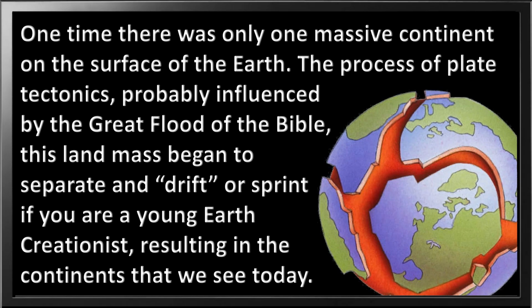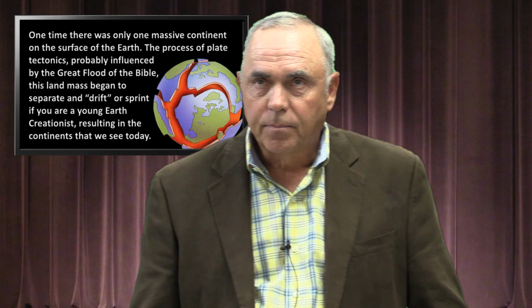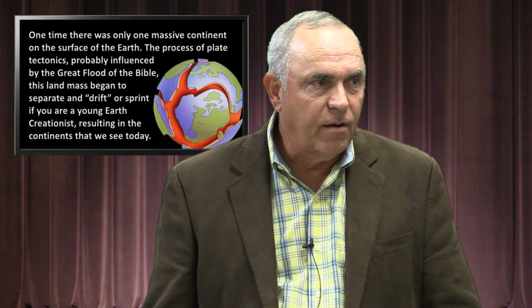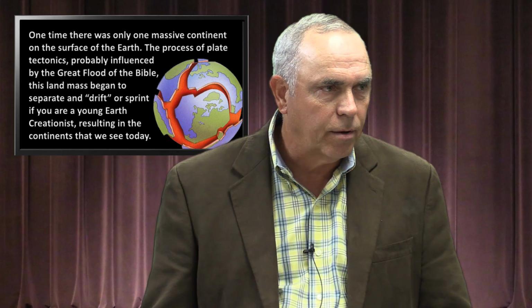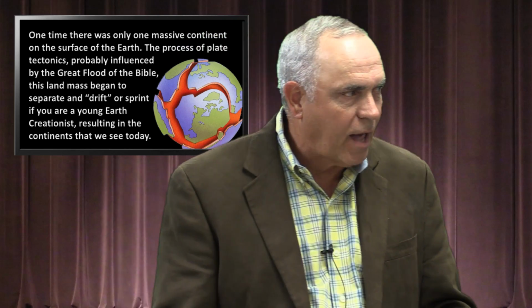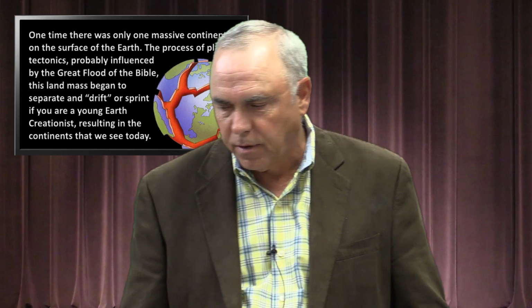At one time, it was felt that our Earth was one massive continent. And the process of plate tectonics probably influenced, in my opinion, by the great flood of the Bible, this landmass began to separate and drift, or sprint if you are a young Earth creationist. Because right now those plates are drifting very, very slowly. There would not be enough time if the Earth was only 10,000 years old for us to have the continents that we have today if they were drifting at the rate they're drifting now. Something catastrophic had to happen, and I believe that catastrophic thing was the flood.